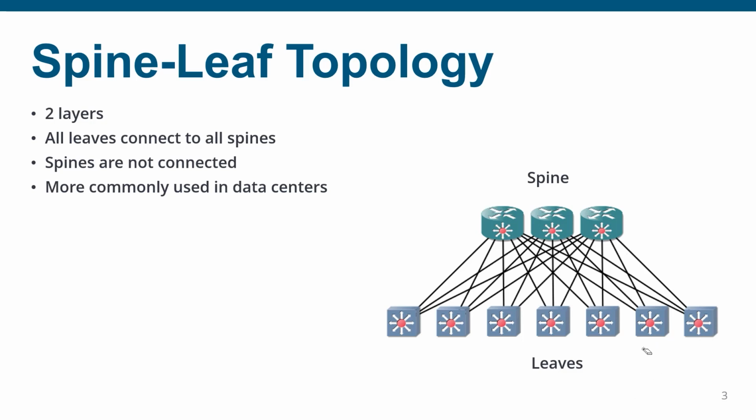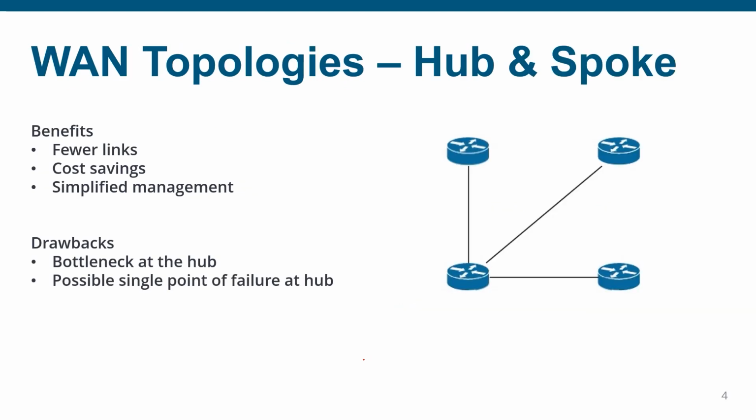So let's take a look at a few WAN topologies here. First up will be our classic hub and spoke. A hub and spoke topology, as the name implies, has a hub device, some central core device, and multiple spokes. Here we have 3 spokes. The benefits of this are that we have full connectivity between all of our devices with as few links as we possibly can. We also have a cost savings in our WAN.